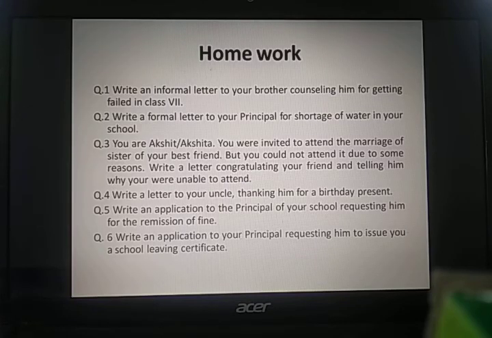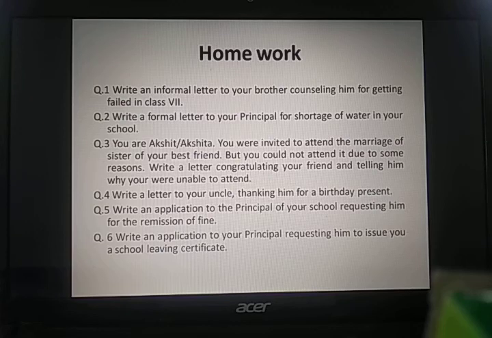Now note down the homework. You have to write these 6 letters, 3 formal, 3 informal, and 2 we have already discussed in the slides. You have to note them down also in your notebooks. Total 8 letters, 4 plus 4, 4 informal, 4 formal letters. So the first is: write an informal letter to your brother counseling him for getting failed in class 7th. Then write a formal letter to your principal for shortage of water in your school.